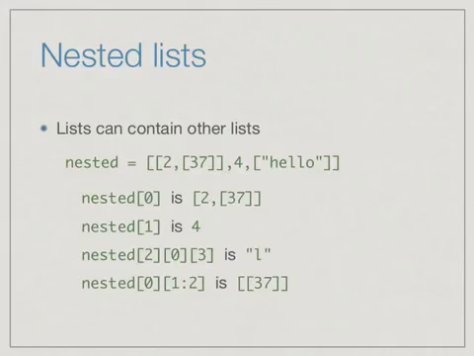So in the same way, we can also take slices. So we can take the 0th position, which is this list, and then we can ask for the slice starting at 1 and going up to but not including 2. So that means we start with this value, and so we get the list containing the list 37.